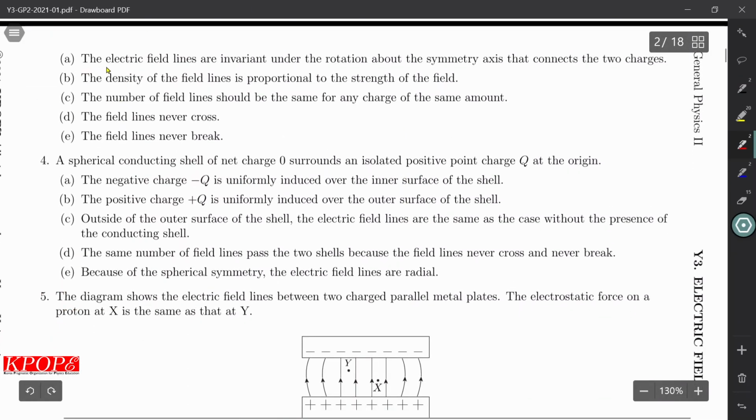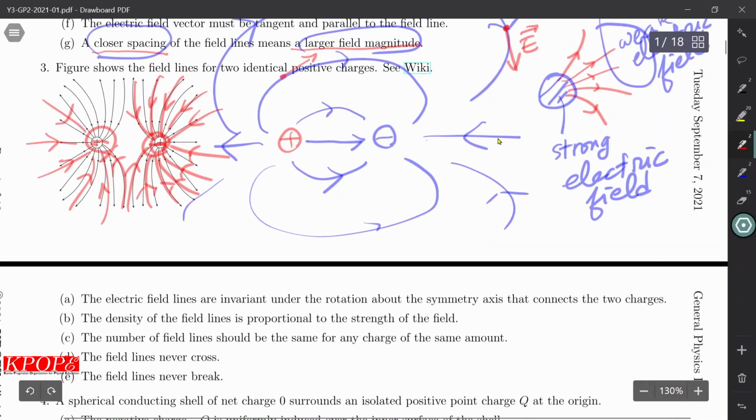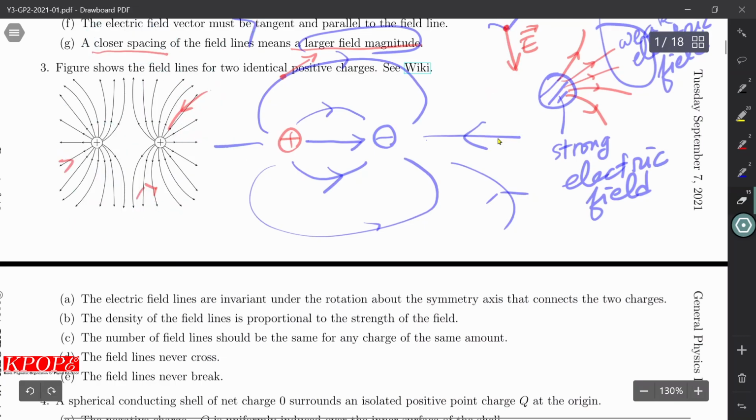In summary, the electric field lines are invariant under rotation about the symmetry axis. Here, these two charges are of equal magnitude, so there is a symmetry axis. Above the symmetry axis and below the symmetry axis, the two figures are identical to each other.